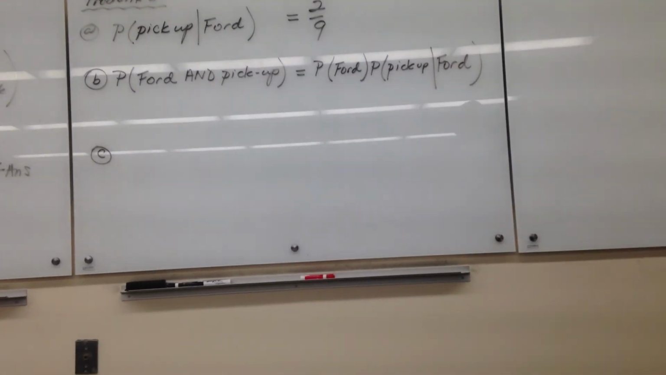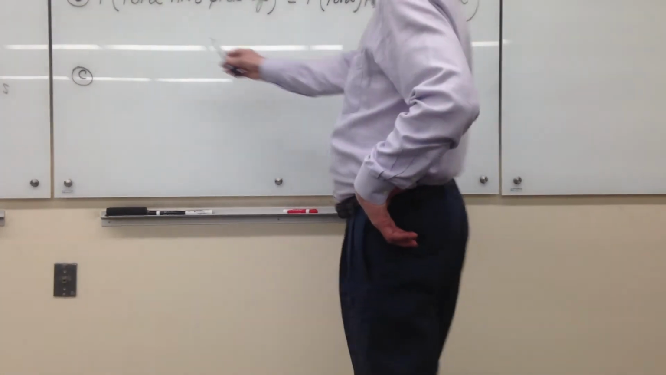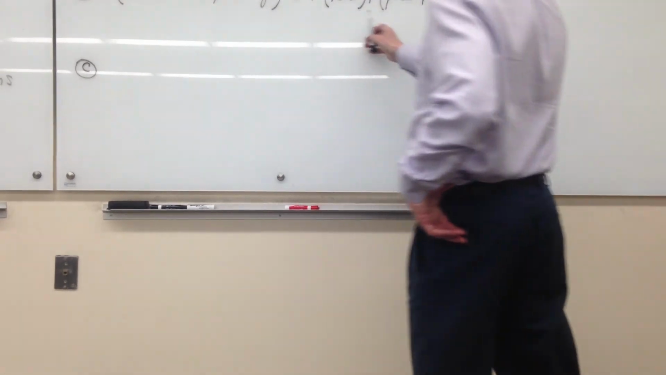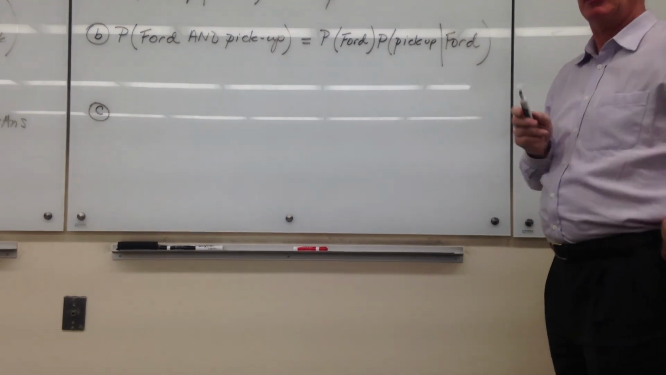So that's the multiplication rule. That's what we just talked about. The probability that the first event happens times the probability that the second event happens, given that the first occurred. Yeah, Tyler?